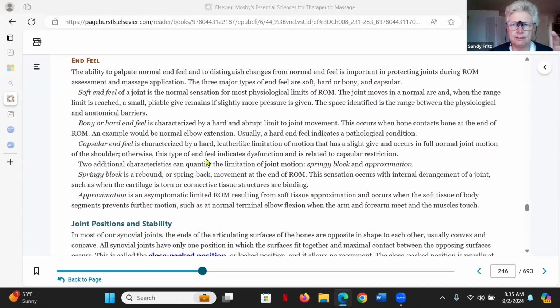Capsular end feel feels stiff. And then we've got a springy block. That feels like there's nothing in there. It's really loose inside the joint. And then approximation, this is where the soft tissue structures around the joint bump into each other and limit the movement, not the actual joint structure underneath. So you'll find that as well.